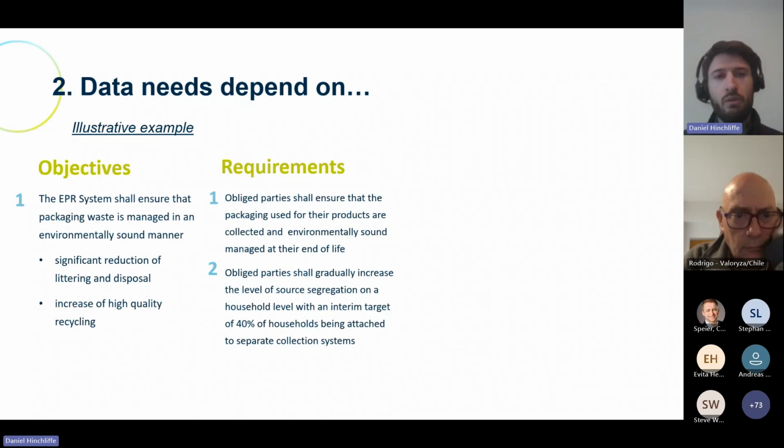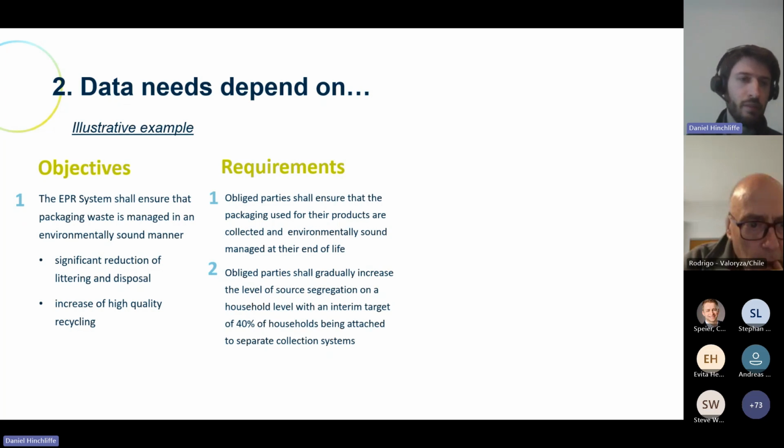And the data that we then would want to collect depends very much on the objectives of the EPR system and the requirements that we set to the obliged parties. So we take an example here in which we've set objectives of the EPR system to manage packaging waste in an environmentally sound manner. We reduce littering and disposal, and we increase the high quality recycling. That's the overall objective. And to meet that objective, we set requirements for obliged parties. So obliged parties should ensure that the packaging used for their products is collected and managed in an environmentally sound manner. And in this case, we also set source segregation targets that on a household level, 40% of households will be attached to separate collection systems.